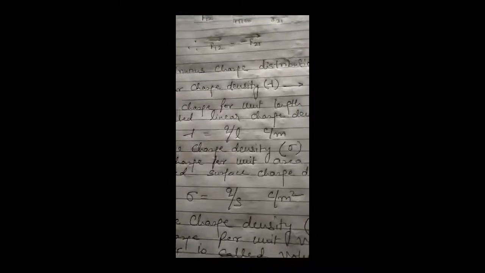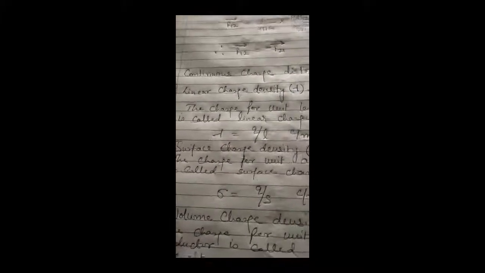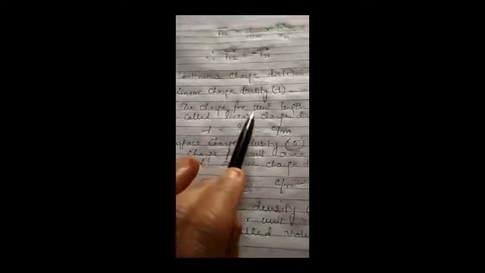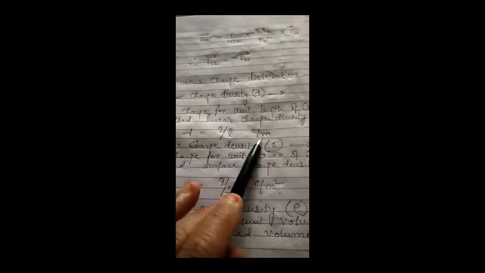Then the other topic is the continuous charge distribution. It will be very useful when we discuss the applications of Gauss theorem. So the first one is linear charge density, and according to this, the charge per unit length of a conductor is called linear charge density. Therefore lambda, which is denoted by lambda, will be equal to Q by L, and its unit is Coulomb per meter.